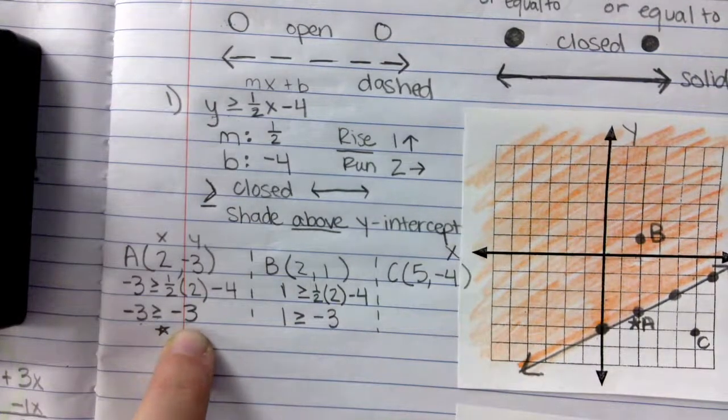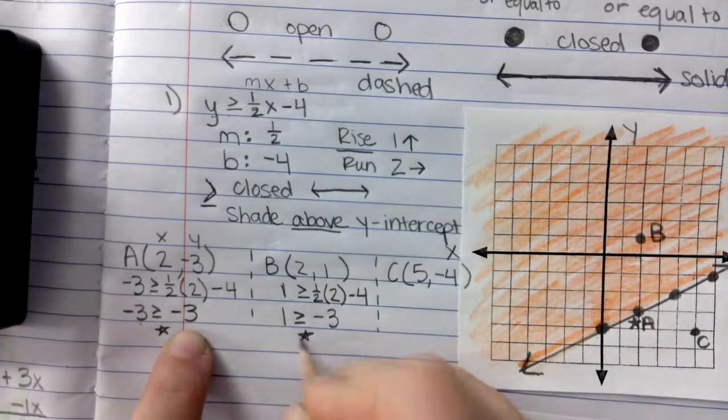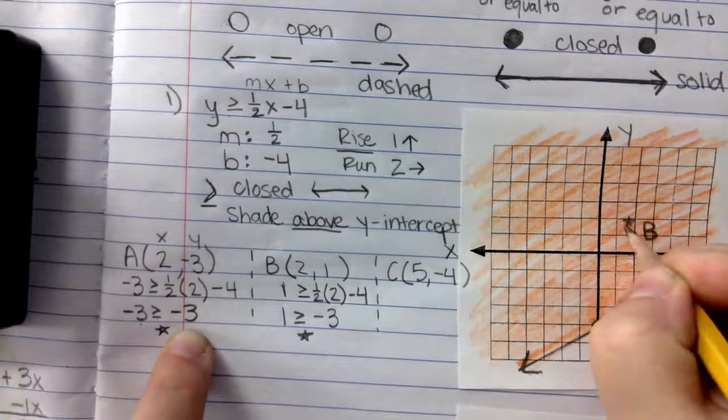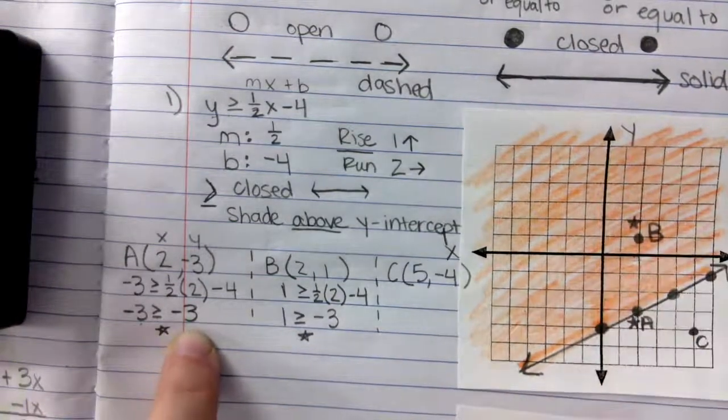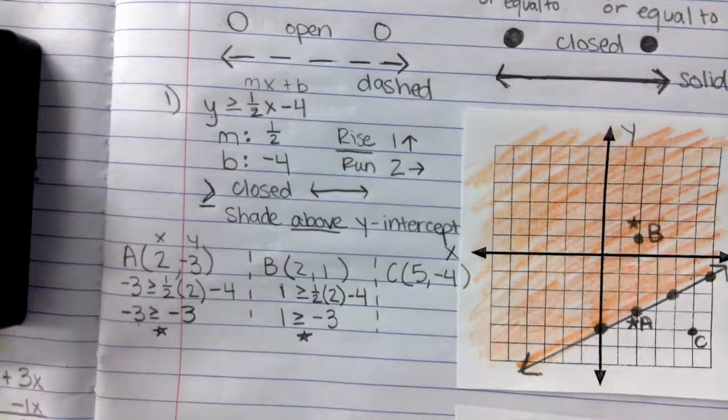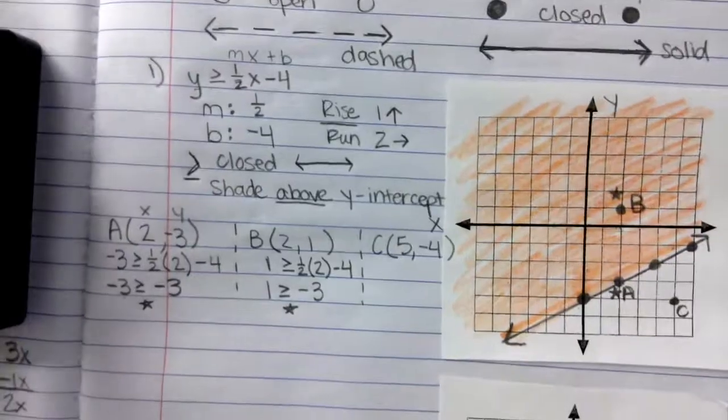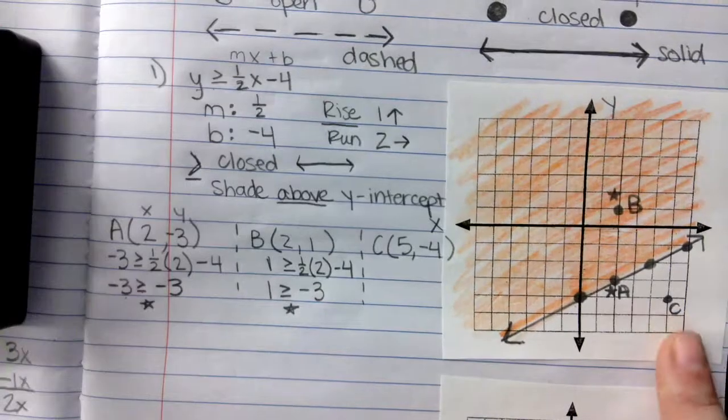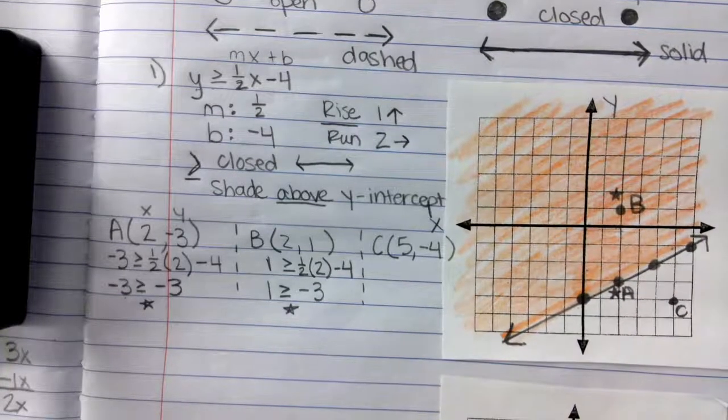All right, C is in the not shaded region. So should C work? No. Let's double check. What is our y? Negative 4 is greater than or equal to 1/2 x. What's our x? 5 minus 4.